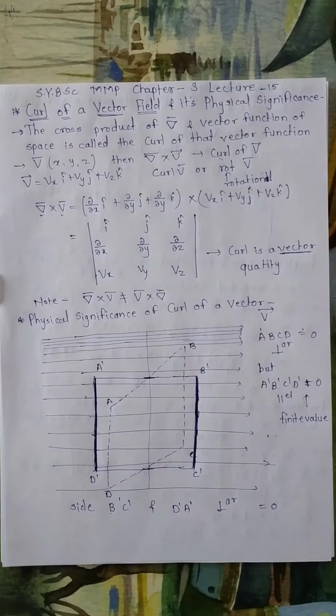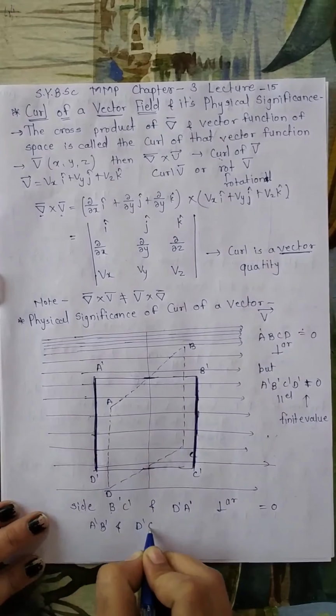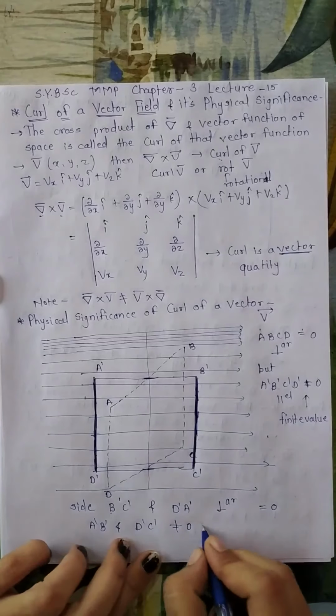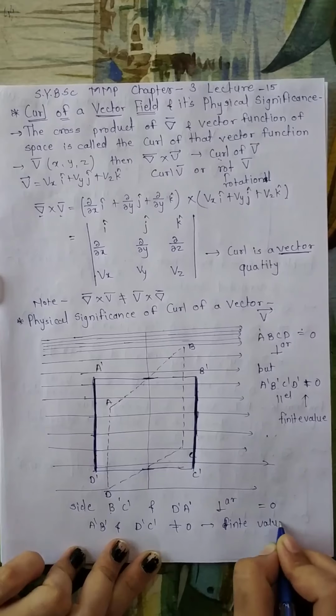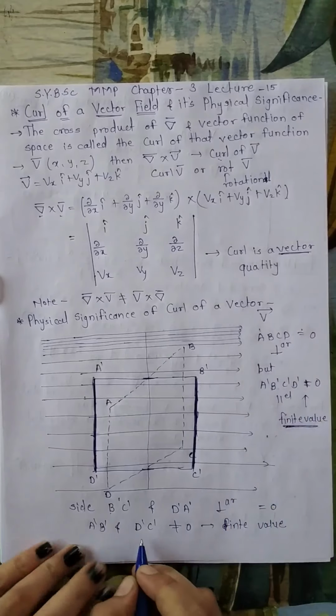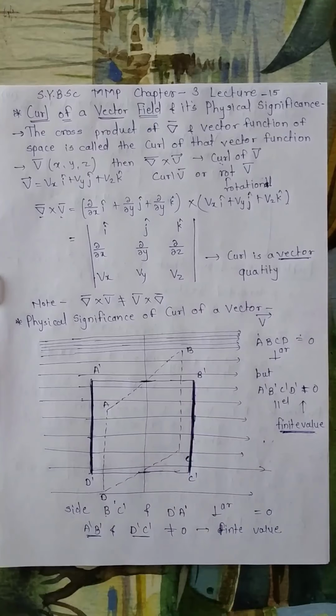Therefore, for the other remaining sides, A dash, B dash and D dash, C dash, our line integral is not equal to 0. That means it will have some finite value again. Means the finite value for this rectangle whose integral is not 0 is due to these two boundaries, that is A dash, B dash and D dash, C dash. So for this there will be some definite value for the line integral.